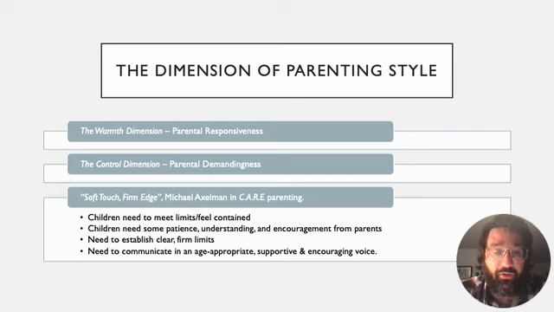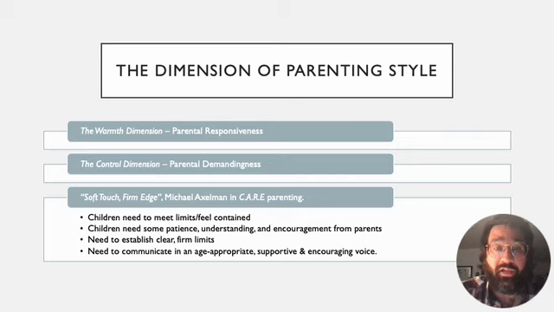And there's this model of the soft touch, firm edge, which was developed by a psychologist named Michael Axelman in his care parenting model. Children need to meet limits and feel contained. It is important to have appropriate limits and boundaries for kids. They can't just do whatever they want. But children need some patience and understanding and encouragement from their parents. So there is a need to establish clear, firm limits, but there's also a need to communicate those limits in an age-appropriate, supportive, and encouraging voice.